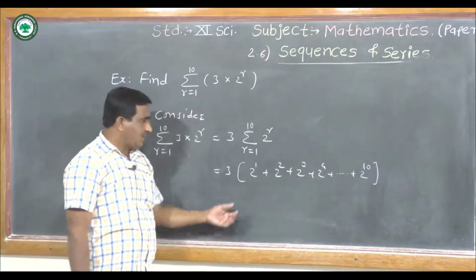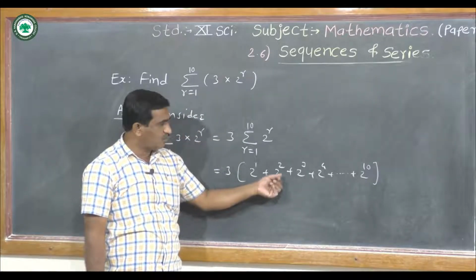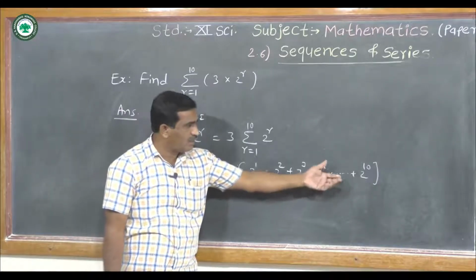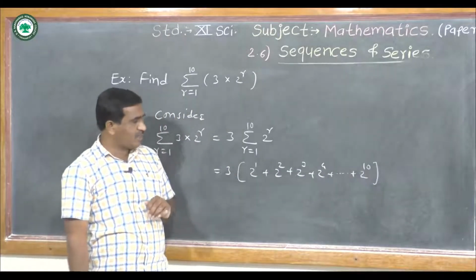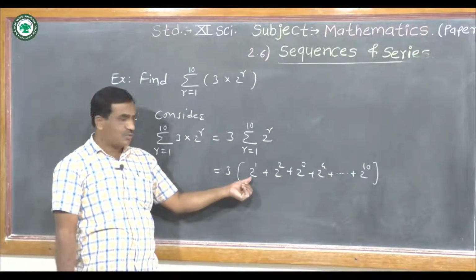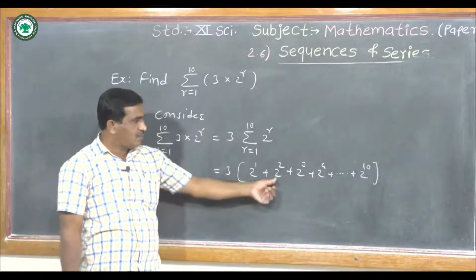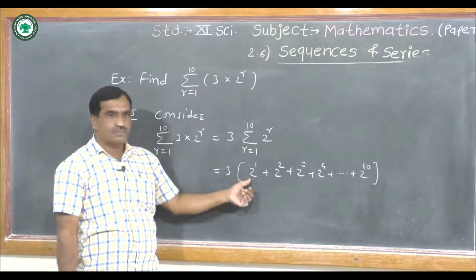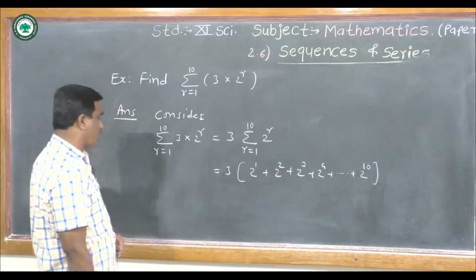Now the terms in bracket, 2, 2 raised to 2, 2 raised to 3, 2 raised to 4 up to 2 raised to 10, form a geometric progression, or a GP, whose first term is 2 and common ratio is 2 raised to 2, means 4 upon 2, again 2. We get the common ratio also 2.